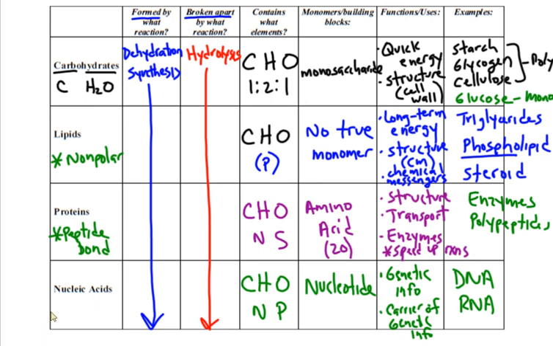And your nucleic acids, just a big thing, they are named after their sugars. That's where we get DNA for deoxyribose, RNA for ribose.